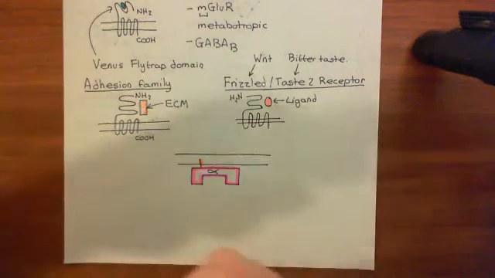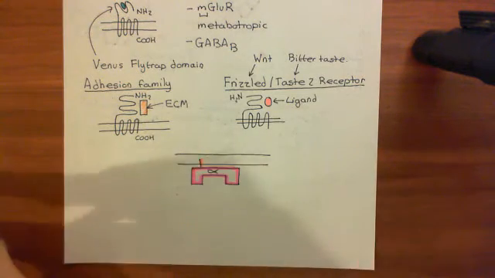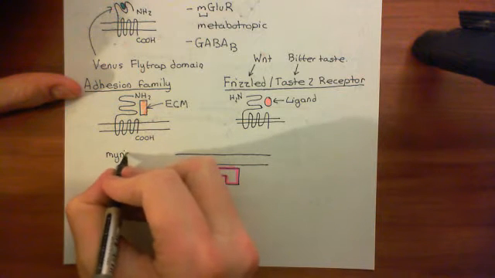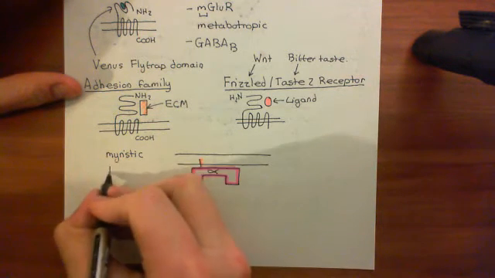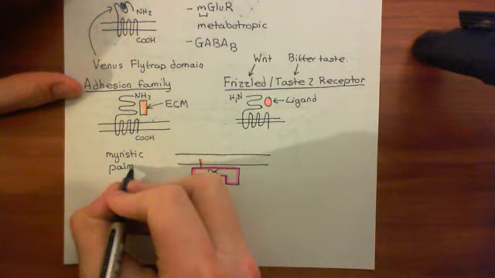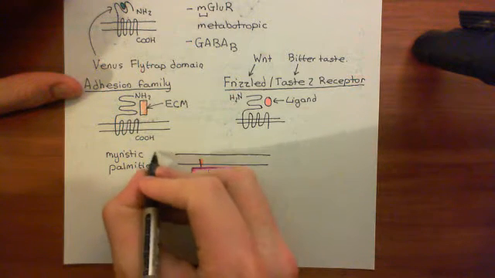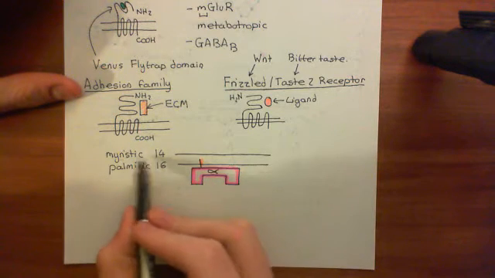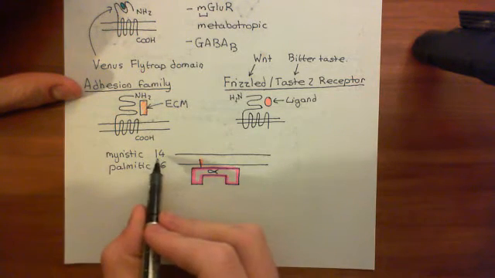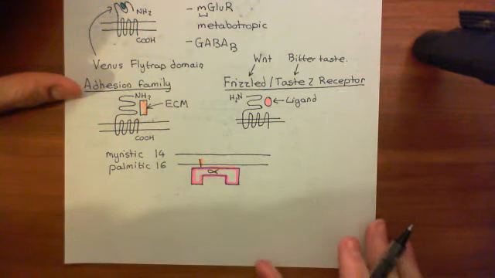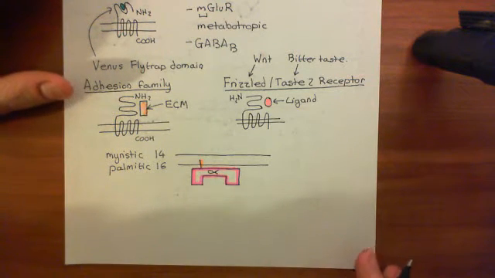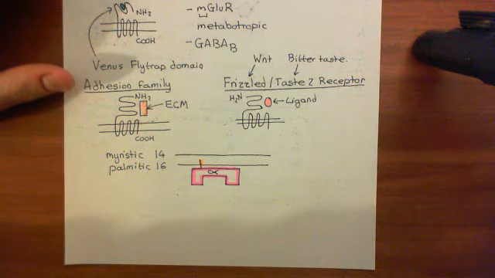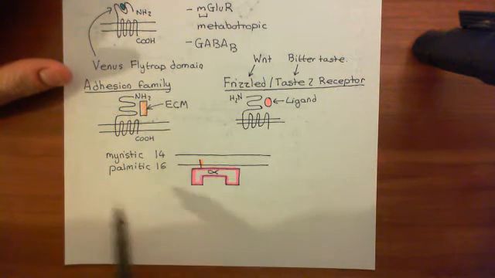So this will either be myristic acid, which is a 14-carbon fully saturated carboxylic acid, or it will be palmitic acid, which is a 16-carbon fully saturated carboxylic acid. So in the more modern nomenclature, myristic acid will be called tetradecanoic acid, and palmitic acid will be called hexadecanoic acid. Now alpha subunits will at the very least get one of these put on, if not both.